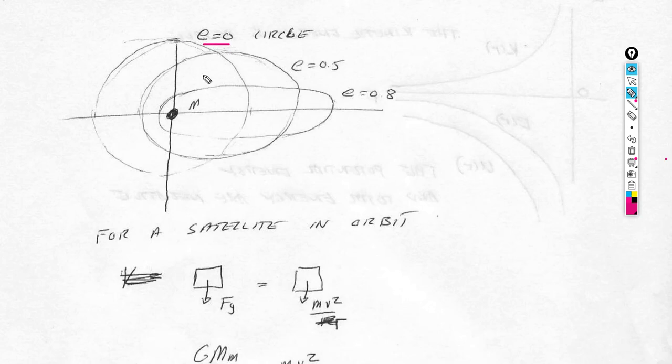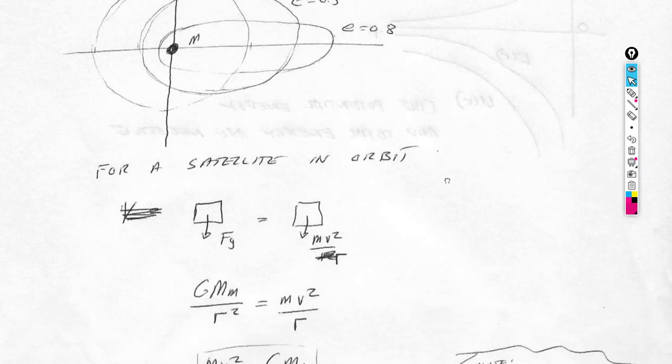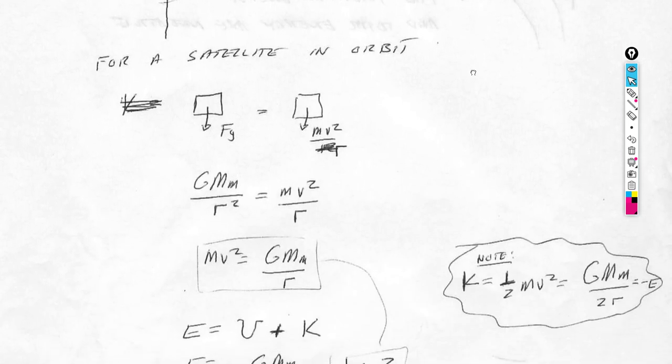Well, if it's 0, it's a circle. If it's 0.5, it's getting elongated, and then 0.8 would be really elongated. So these are just different ways, if you ever see eccentricity, of describing how stretched out an ellipse is.